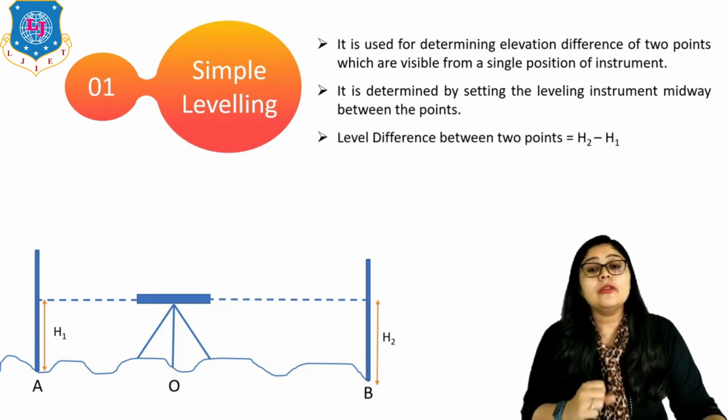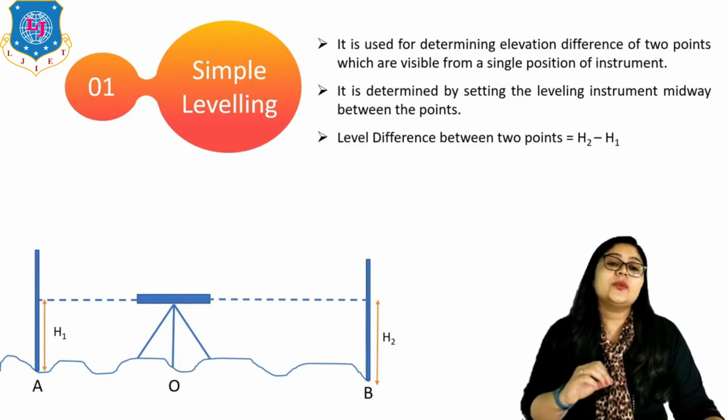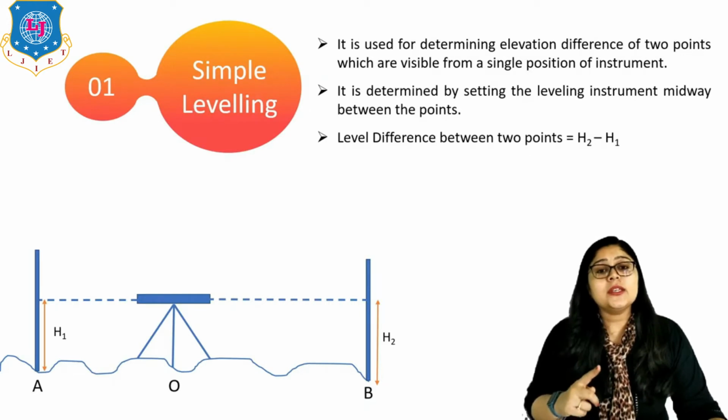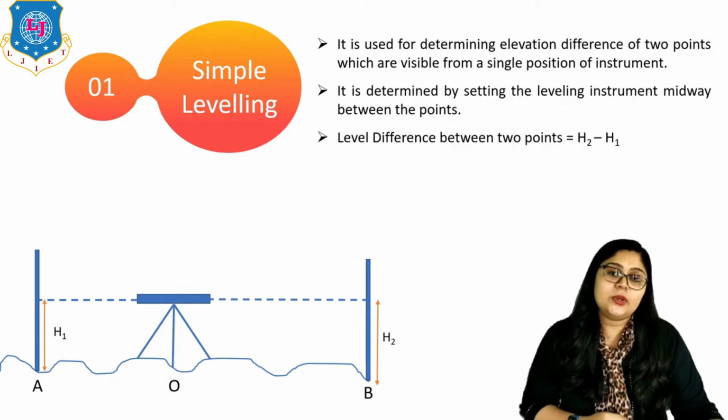So here how you can get the level difference? By simply subtracting H1 from H2. So here the equation is that the level difference between 2 points is equal to H2 minus H1, right? So this is all about simple leveling.